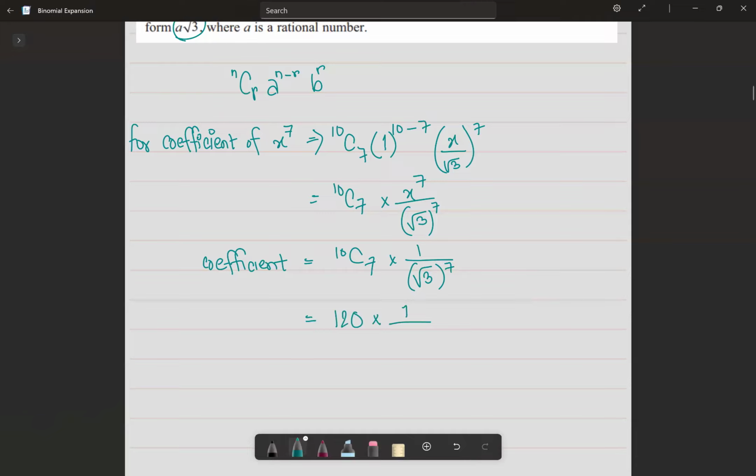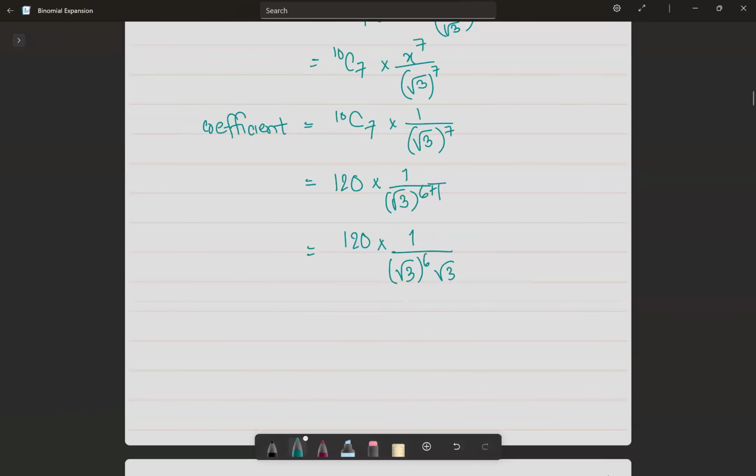So for square root of 3, what we will do is, we will write this as square root of 3 to the power 6, and then we will have root 3 left, because 7 is written as 6 plus 1. So we can write this as 120 into 1 by root 3 to the power of 6, and then root 3 with it.